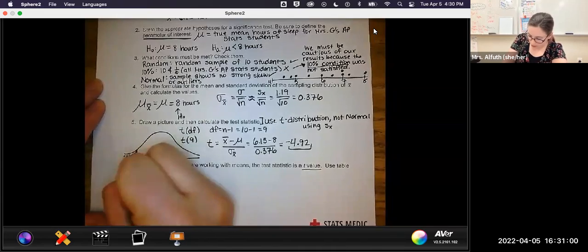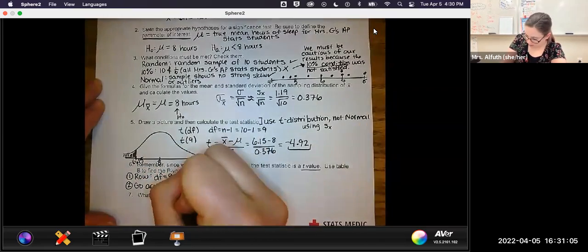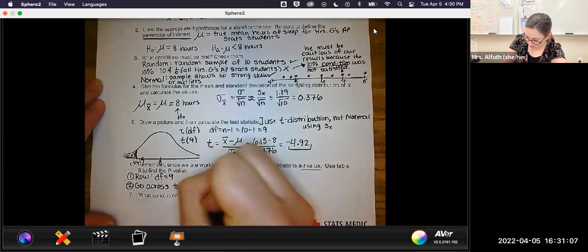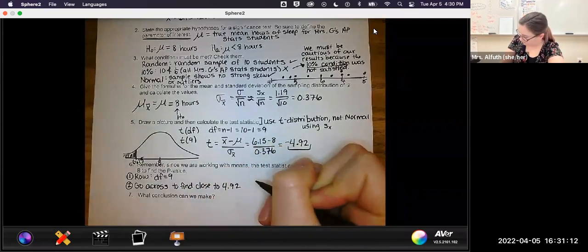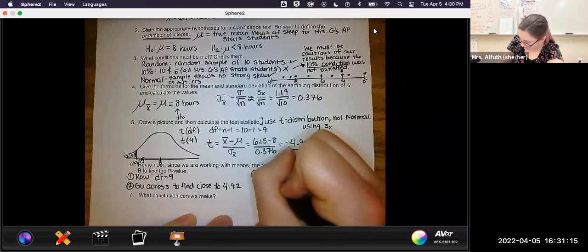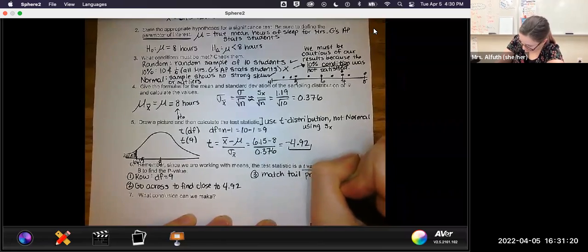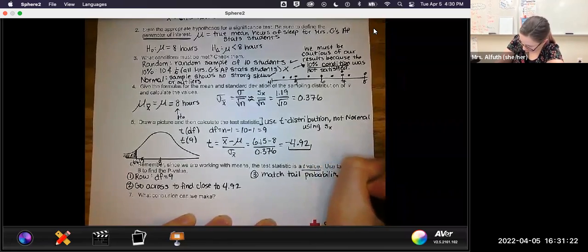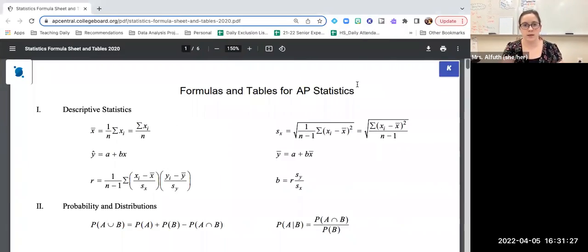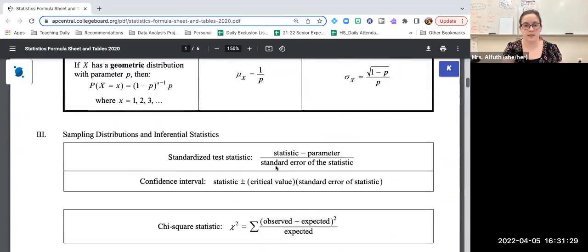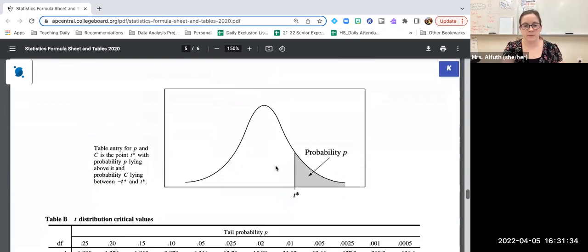The second thing we're going to do is we're going to go across to find as close as we can to the 4.92. And then that third step is to match the tail probability at the top. So I'll show you that here on our table. So I'm going to go to our formula sheet and tables, coming down to, this will be page, this will be table B here.